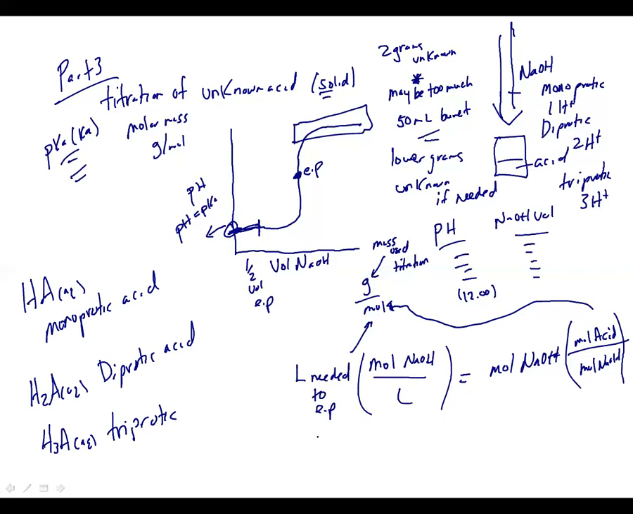If you have a triprotic acid plus sodium hydroxide, this is H plus, and this would actually be A with a 3- charge. That's why there's a 3 here, which means when it comes together, we get water, the sodium hydroxide, and the acid.